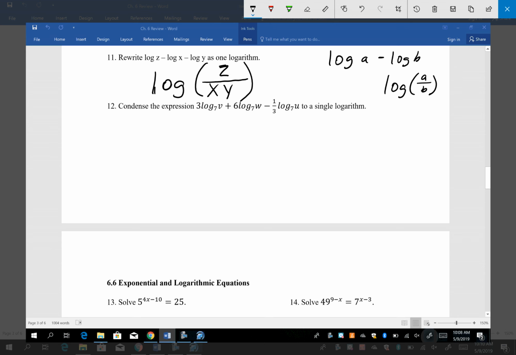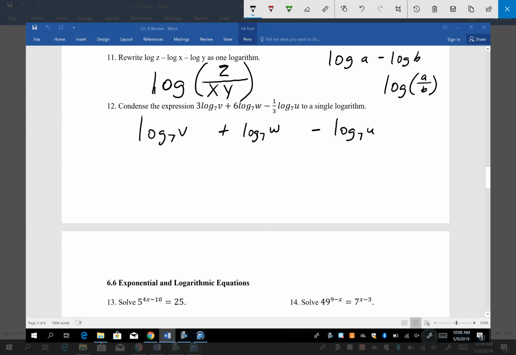It's right there. Okay. So when I look at 12, the first thing I do is I take each log, and do you see those numbers in front of each log? I put them in the exponent. Give me a second. I'm just writing down all the logs here.